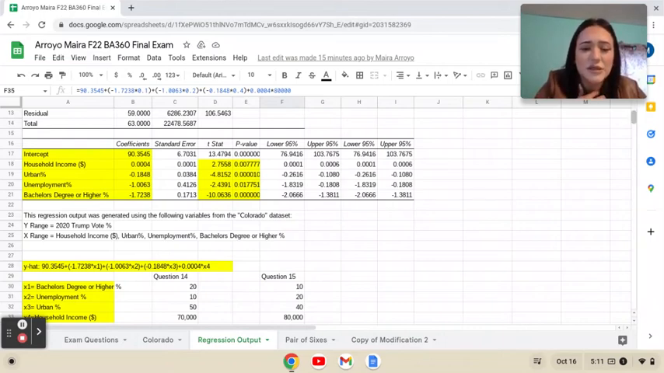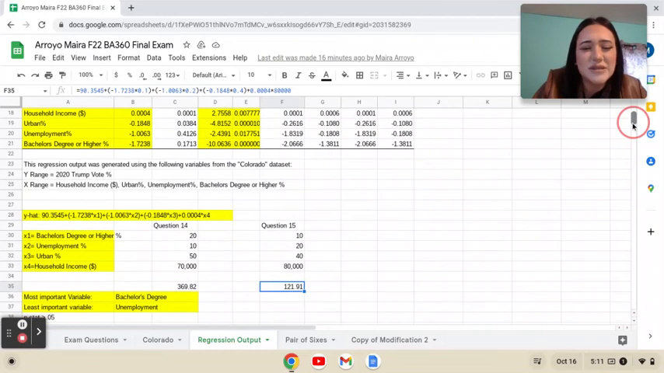So that's basically why I chose that one as least, because that percentage wasn't really as important. So that's why I put it as the least important variable, which is right here. And my most important variable was the bachelor's degree.